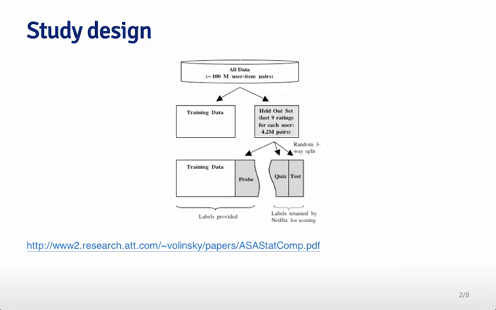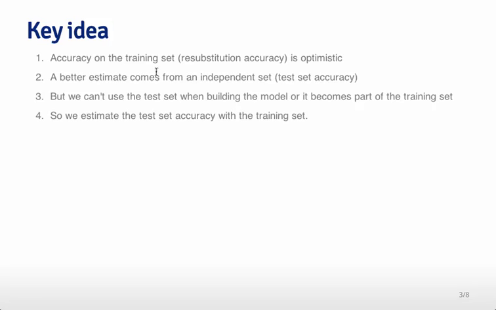So one problem that comes up very quickly is that accuracy on the training set, what's called resubstitution accuracy, is often optimistic. In other words, we're trying a bunch of different models, and we're picking the best one on the training set, and that will always be tuned a little bit to the quirks of that data set and may not be the accurate representation of what that prediction accuracy will be on a new sample. So a better estimate comes from an independent data set. So in this case, say the test set accuracy.